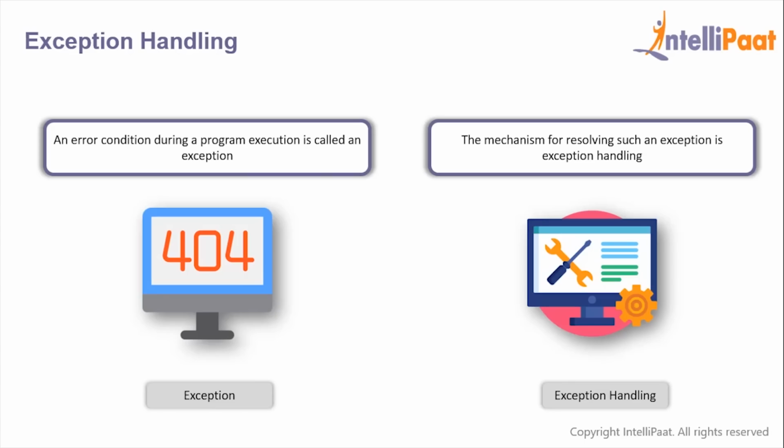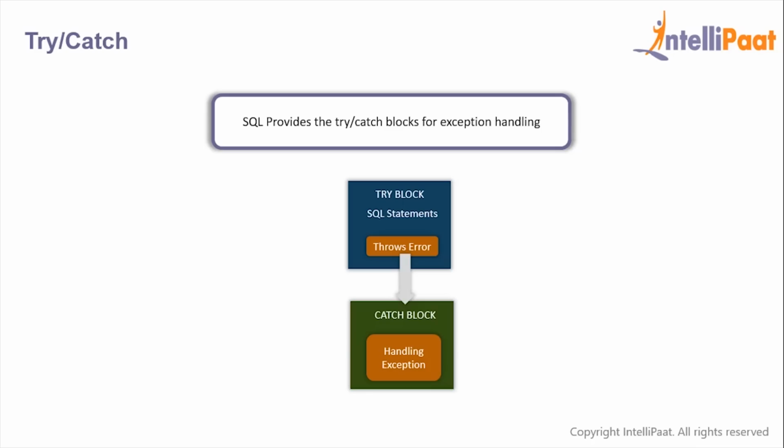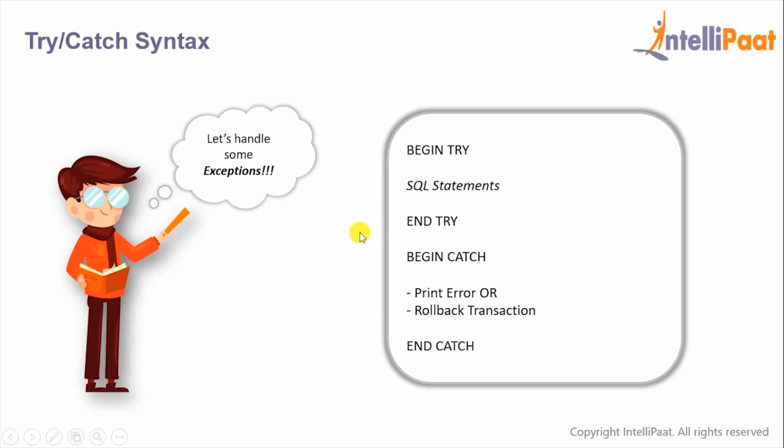So an error condition during a program execution is called an exception, and the mechanism for resolving such an exception is known as exception handling. And we can do exception handling in SQL with the help of try-catch blocks. So the try statement allows us to test a block of statements while they're being executed, and the catch block allows us to handle any exception which occurs in the try block. Now let's have a look at the syntax of the try-catch block.